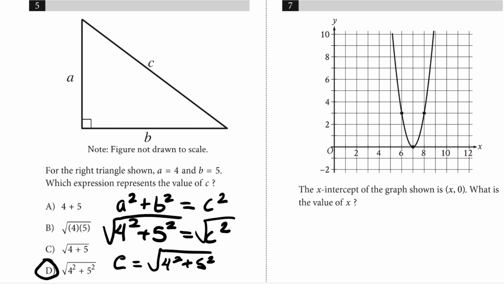The x-intercept of the graph shown is (x, 0). What is the value of x? The x-intercept is where the graph crosses the x-axis. We can see that our graph crosses the x-axis right here, and that's in between 6 and 8, which would mean that x is equal to 7.